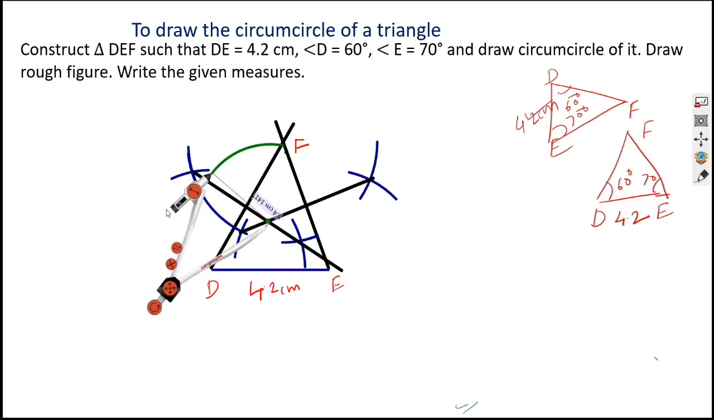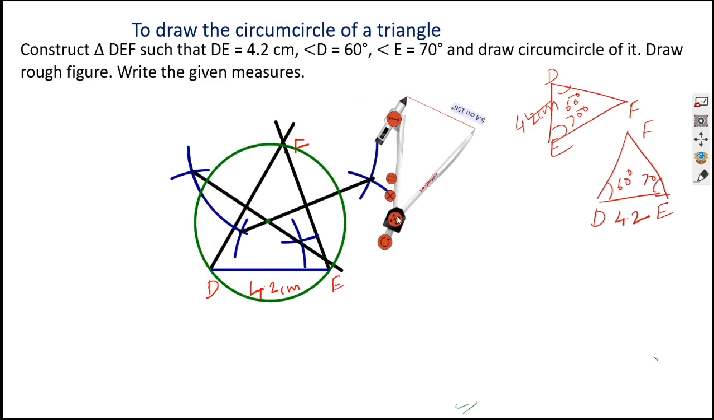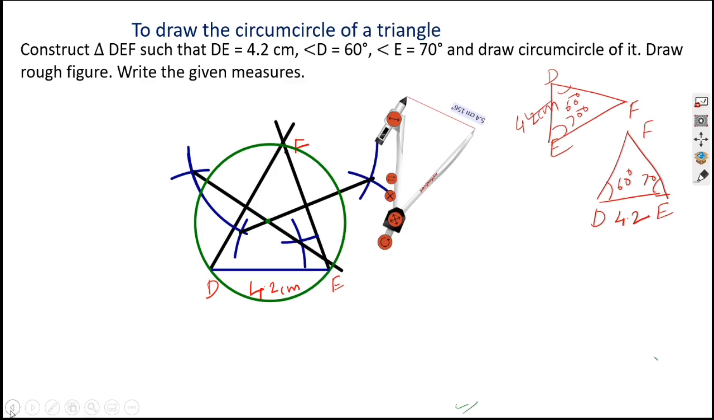So let me do that. You got a circle passing through the three vertices of the triangle. This circle is named as Circum Circle. What's it? It is Circum Circle. You will be practicing it.